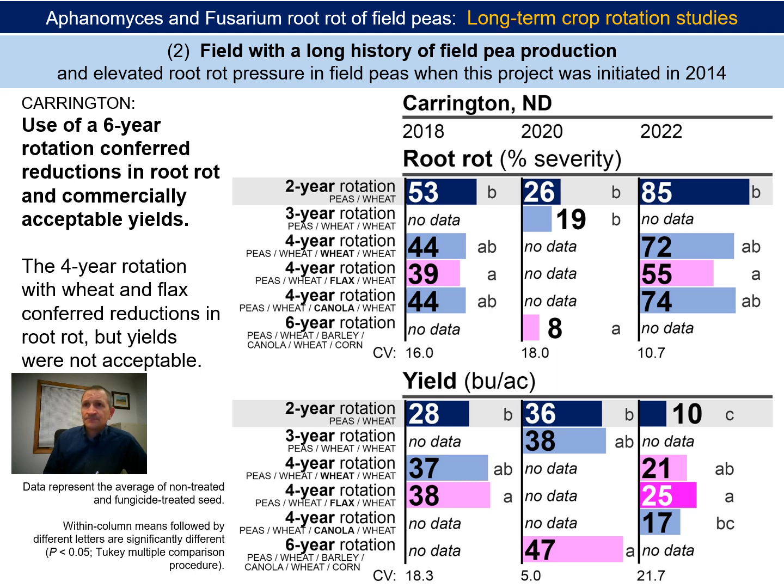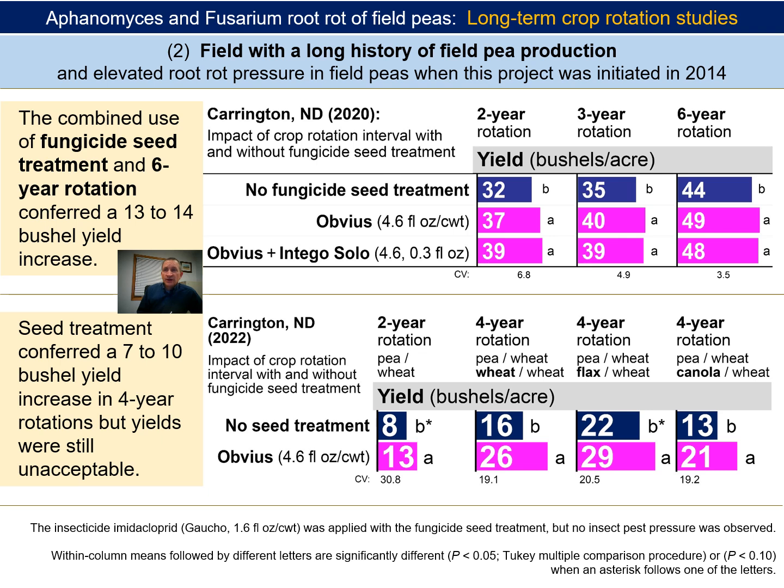So in Carrington in 2020 and 2022, we actually split those plots between non-treated seed and a fungicide seed treatment. And what we saw is that adding that fungicide seed treatment helped with yields. Again, this is a field with elevated Aphanomyces and Fusarium root rot pressure.